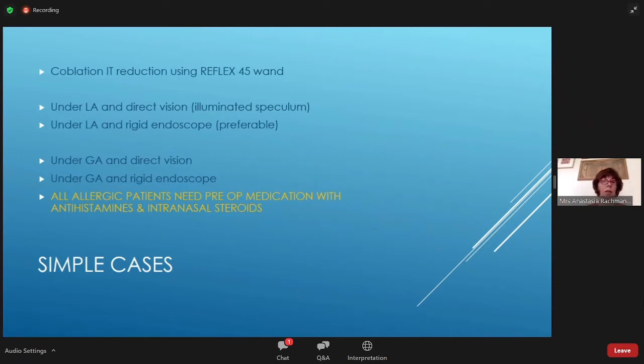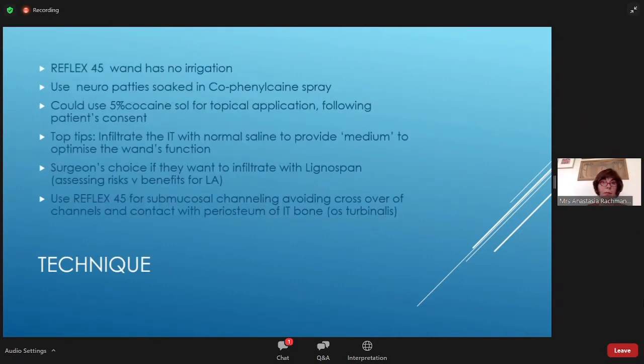of infection. Or we can do this case under general anesthetic as part of a bigger procedure, as part of our septoplasty and turbinate reduction, either under direct vision or using an endoscope. I will discuss with you the technique, and there are two steps in the technique. We will discuss just the simple reduction of the turbinate with the Reflex 45, and then we will discuss the coblation turbinoplasty, endoscopic turbinoplasty. So if you want to do it under GA, again, it is your preference.